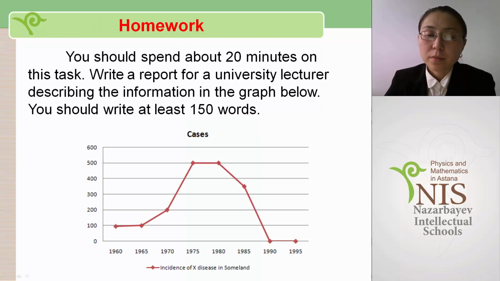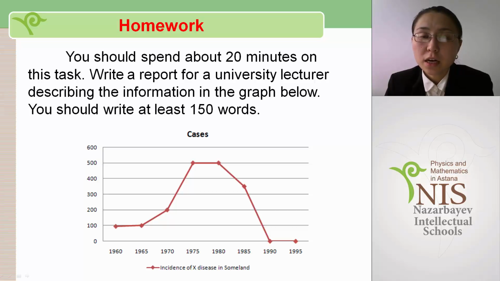Excellent. And now I want to present you your homework. We have studied a lot of things on IELTS Task 1, how to make a chart, a line chart mainly, and how to get out from the maze. What is your task? You should spend about 20 minutes, and this is the time given to writing Task 1 usually, on this task. You need to write a report for a university lecturer describing the information in the graph below. And you should write at least 150 words.